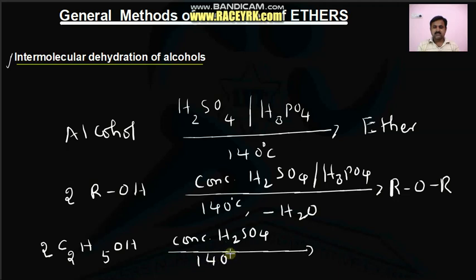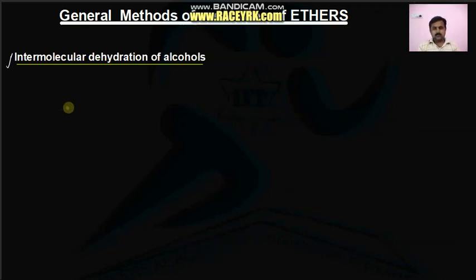At 140 degrees Celsius, what will happen? Water molecule will be eliminated from the reacting species to give ether, simply we will call it as ether, but exactly to say it is diethyl ether, C2H5OC2H5. So in this way we can prepare ethers from alcohols.